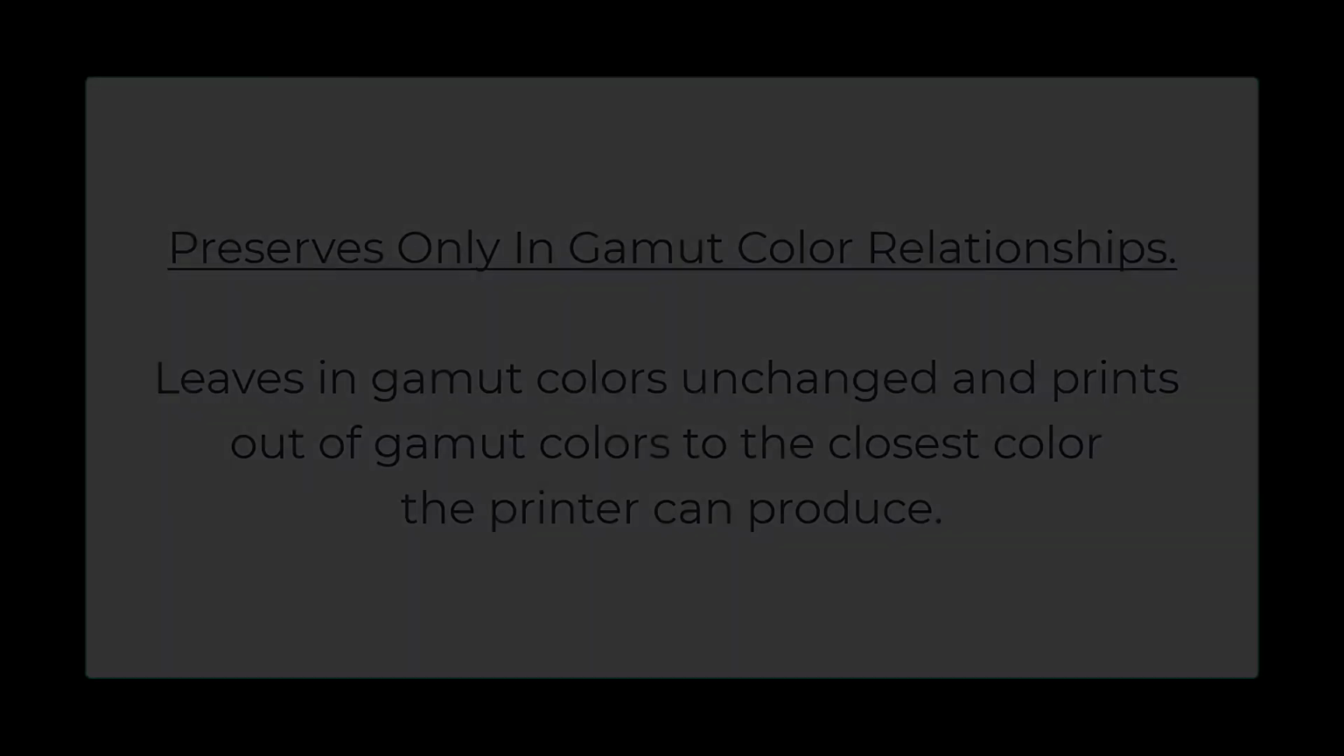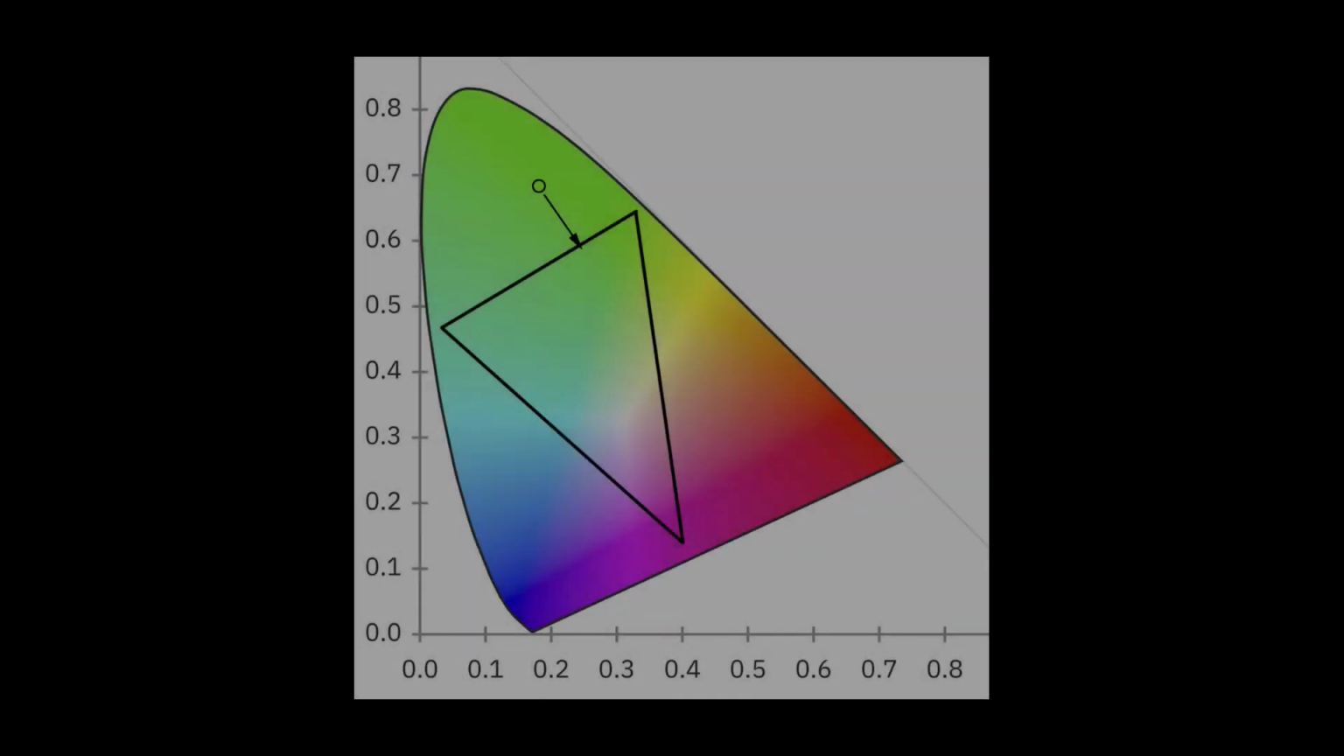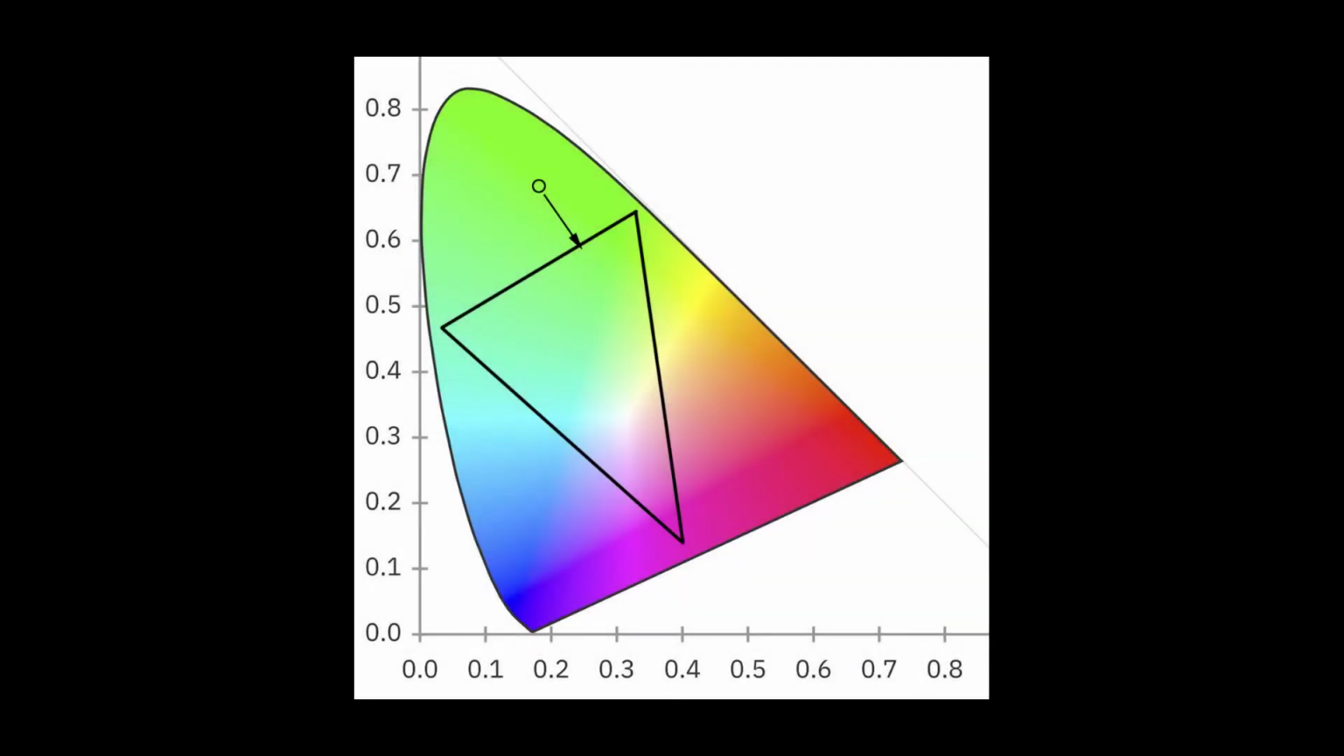Let's start with relative colorimetric. The relative colorimetric rendering intent preserves only in-gamut color relationships, by which I mean it leaves all colors that are in gamut unchanged and prints any out-of-gamut colors as the closest in-gamut color that it possibly can. But what does all that mumbo-jumbo really mean? Let's look at that out-of-gamut color green that we saw on the chart before.